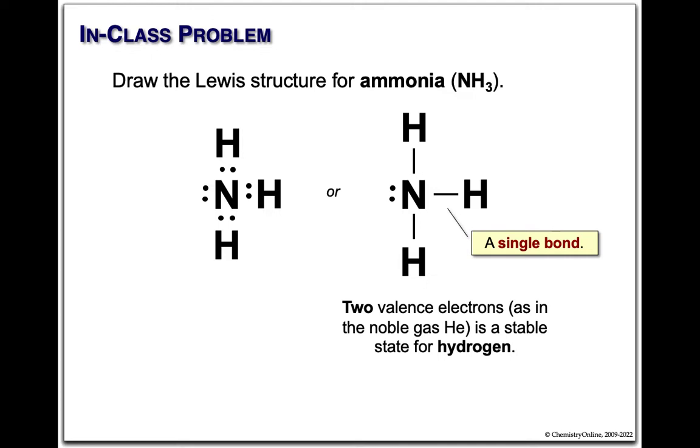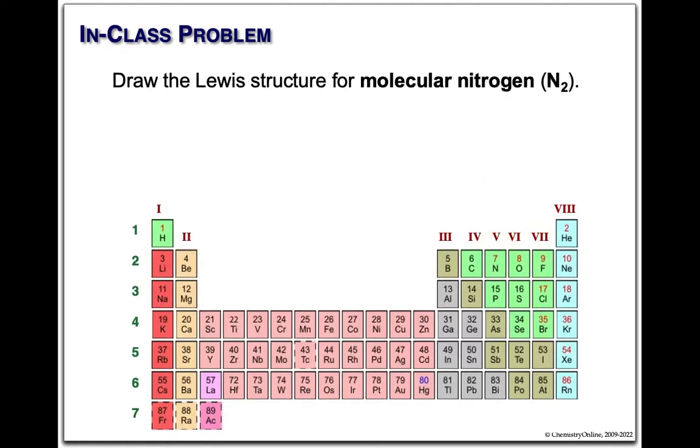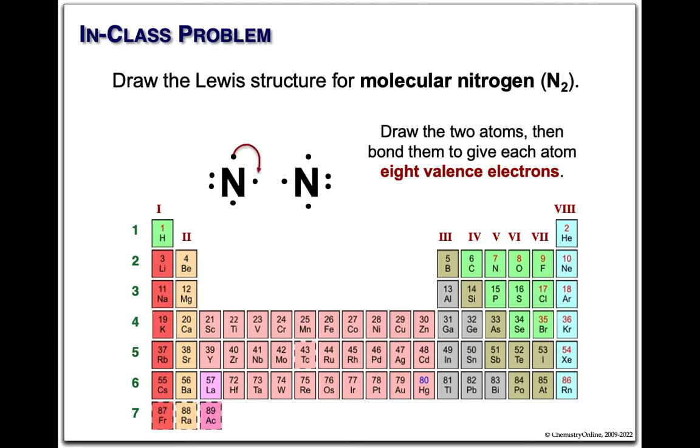Let's do one that's a little more complicated. Molecular nitrogen, nitrogen in the air, exists as a diatomic molecule, two nitrogens stuck together. Okay? Well, nitrogen is here in group 5. That means we have 5 valence electrons on each. So let's put them in there. And let's see what we have.